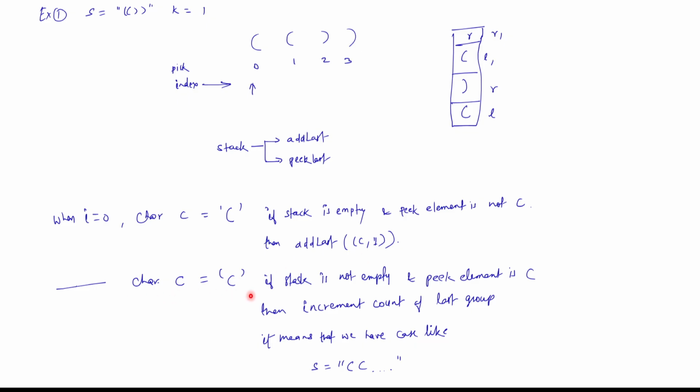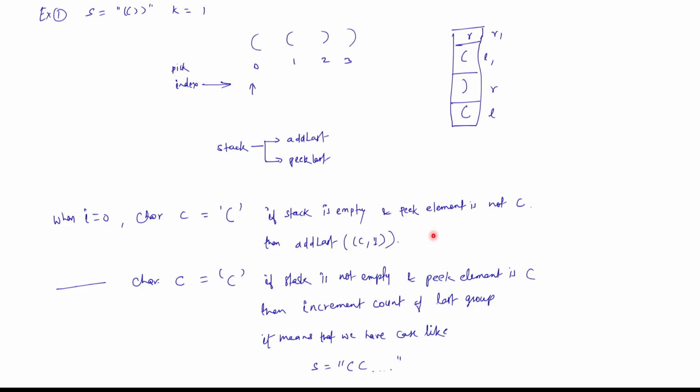If the parenthesis is this, it means the stack is not empty, there is some element there, and the peek element is this. In that case we increment the count and update the last group. We want two groups, one for the starting parenthesis and one for the ending parenthesis. So the stack will contain add last and peek last. We check what is on the peek. If the starting parenthesis is not on the peek element, we just add. If it is this, it's already there.